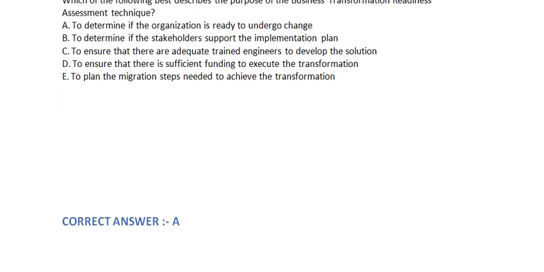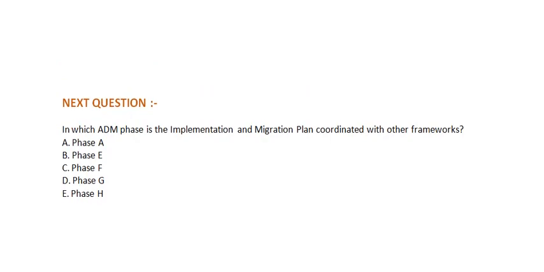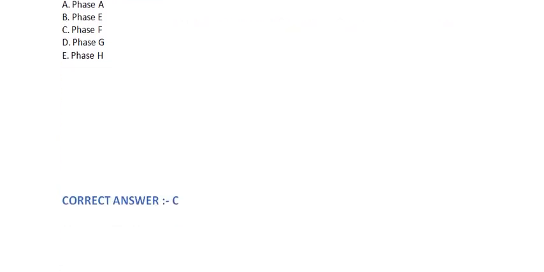The correct answer is option A. Next question is, in which ADM phase is the implementation and migration plan coordinated with other frameworks? Option A, phase A. Option B, phase E. Option C, phase F. Option D, phase G. And option E, phase H. The correct answer is option C.